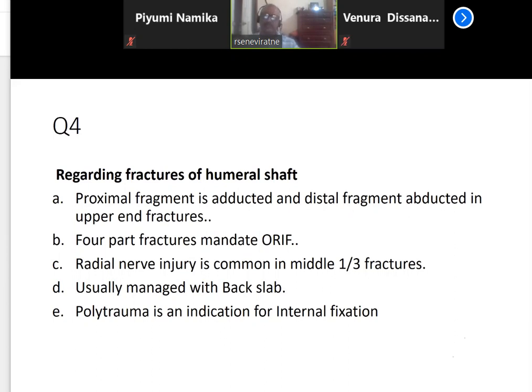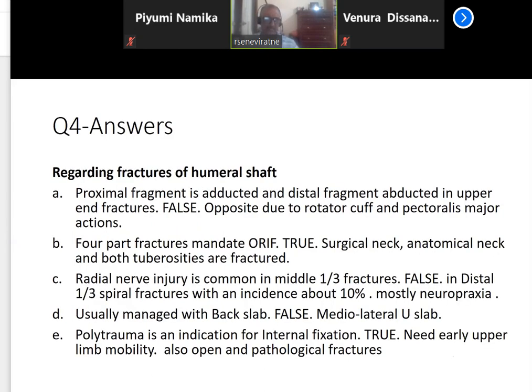Polytrauma is an indication for internal fixation. Yes, because a polytrauma patient is bedridden and we need to fix the upper limbs early so that the patient can do some of his functions. He needs the use of his hands. In the 4-part fracture, surgical neck, anatomical neck, and both tuberosities are fractured. With distal 1/3, incidence is about 10%, but mostly neuropraxia. So you don't need to explore. You can wait and see how things go. That's what you usually do.